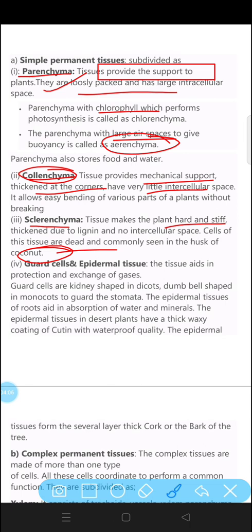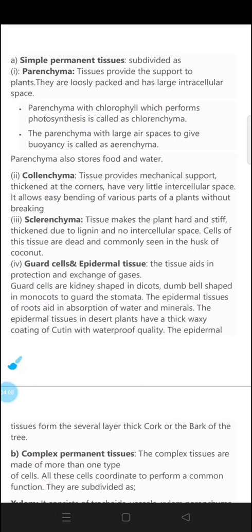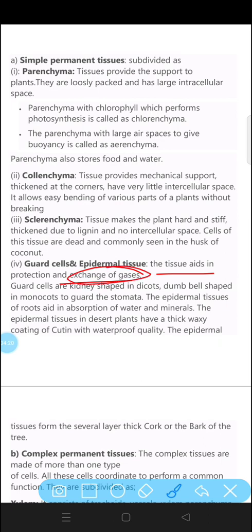Now next is guard cells and epidermal tissue. So if we talk about guard cells, the guard cells are present in the epidermis. The tissue aids in protection and exchange of gases. Guard cells help the tissues in the exchange of gases. Guard cells are basically kidney shaped cells which are found in dicot plants. They help in exchange of gases and they carry out photosynthesis.